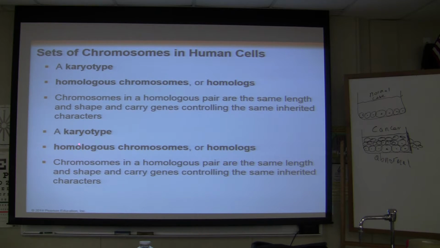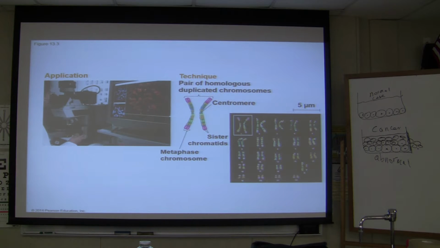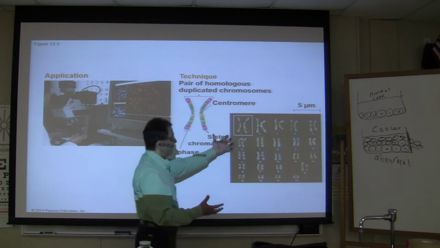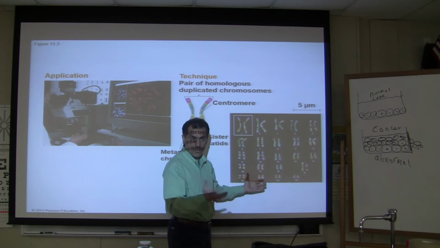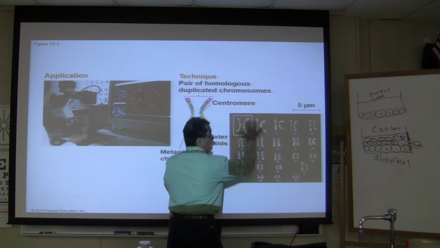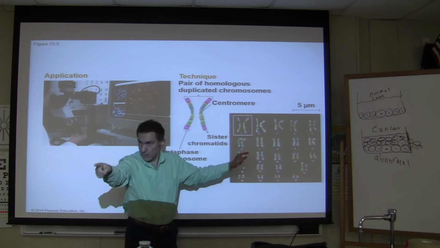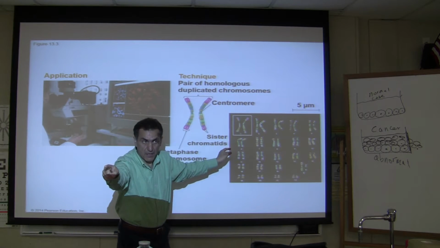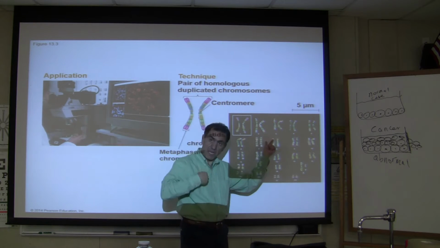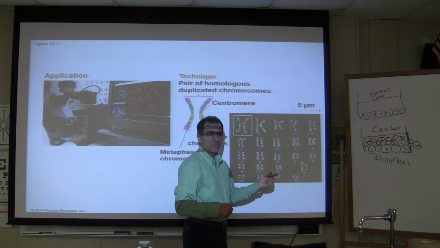A karyotype, I'm repeating myself. Homologous chromosomes in a pair are the same length. Here is a karyotyping. They take somebody's blood and they karyotyped it. This is chromosome number 1, Reno and Maricela. This is chromosome number 2, me and Non-Vit. Am I making some sense?